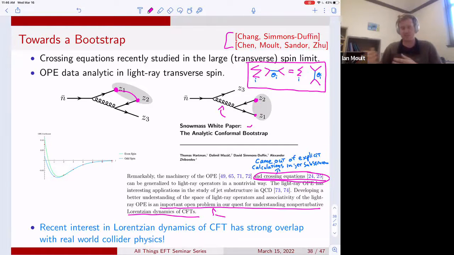And so this is something where there can be a very nice interplay between QCD at the LHC and conformal field theory. And ideally, there are connections going both ways, that we have very sophisticated perturbative techniques, and this can help understand better these Lorentzian dynamics of conformal field theories. And so it's a very nice overlap.